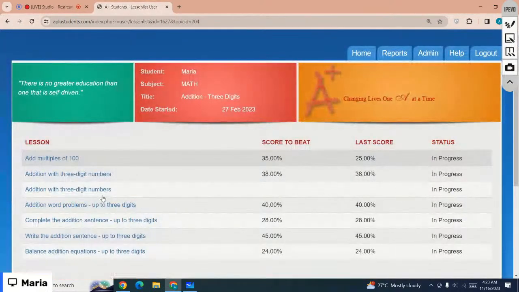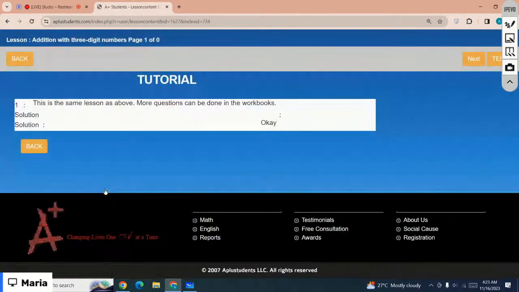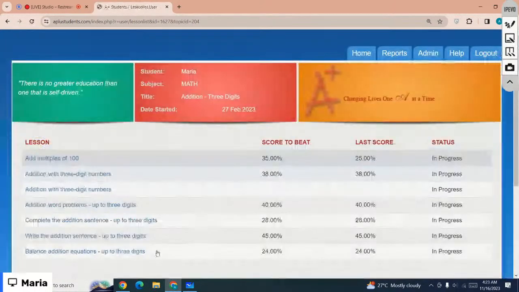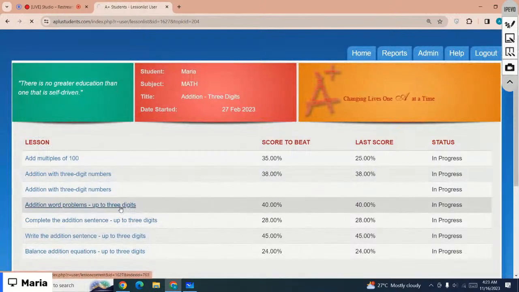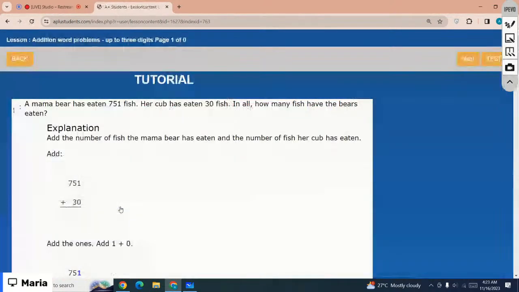The next one is addition with three-digit numbers. Okay, the lesson is same as above. Addition word problems up to three digits. Okay, so we're going to start with the word problems, right? The concept is same. You just have to add the numbers. The first example is a mama bear has eaten 751 fish. Her cub has eaten 30 fish. In all, how many fish have the bears eaten? You have to calculate the total fishes they eat, right? So you need to add 751 plus 30, right?